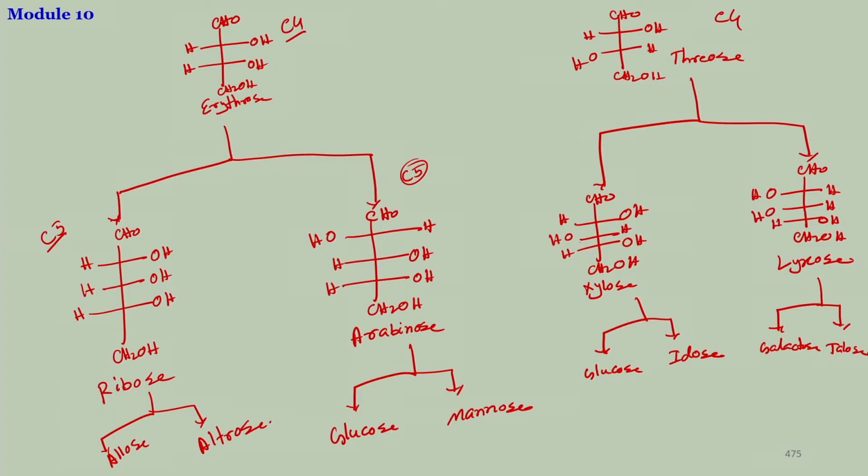So, structure of glucose is very important. These are all aldose sugars. I will draw the structure of glucose: CHO, H OH, HO H, H OH, H OH and CH2OH. This is your D-glucose. It's a basic sugar, a source of energy.